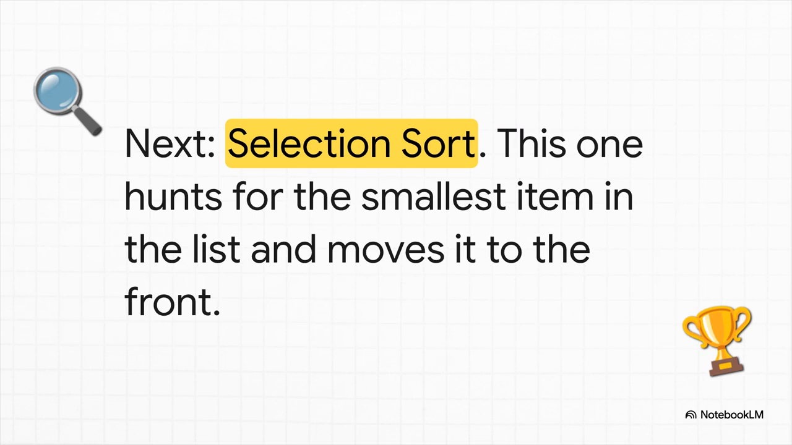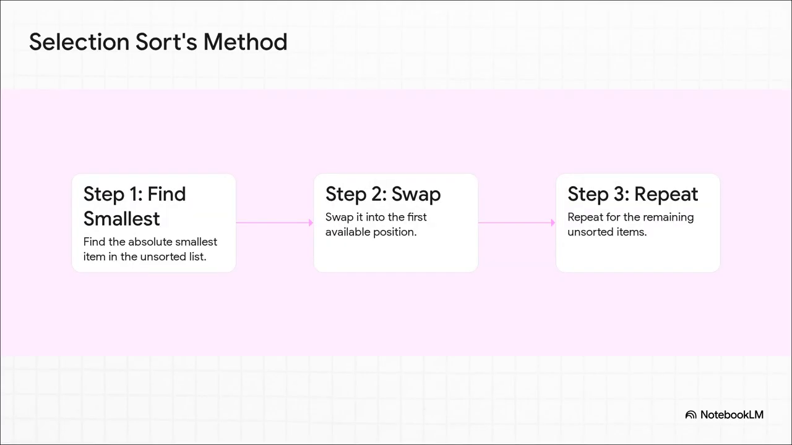All right, let's switch gears a bit. Next up is selection sort. This one has a totally different personality. Instead of all those little back and forth swaps, this algorithm is a hunter. It's way more decisive. Here's its game plan.